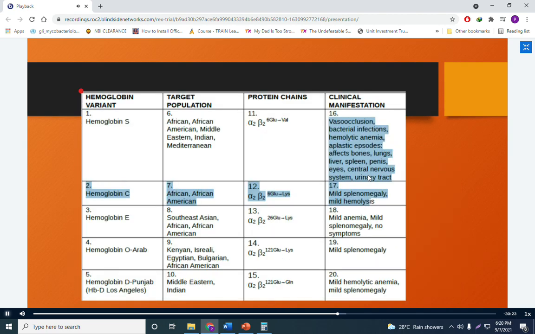I was happy, class, because I included this in the reporting. So, this is your homework. Most of you got it right. You were able to get the proper variants. So, hemoglobin O Arab, hemoglobin D Punjab.